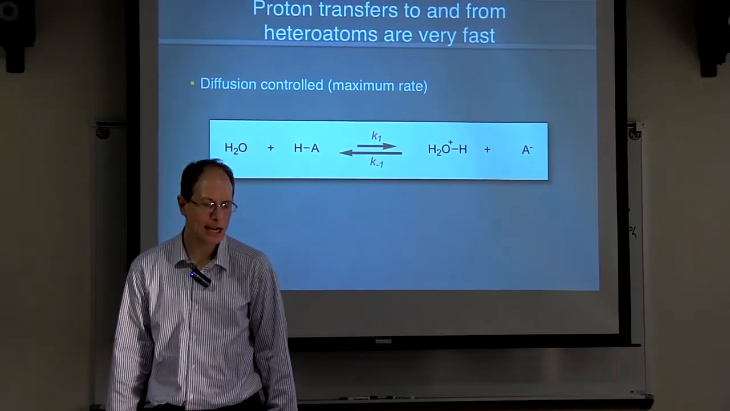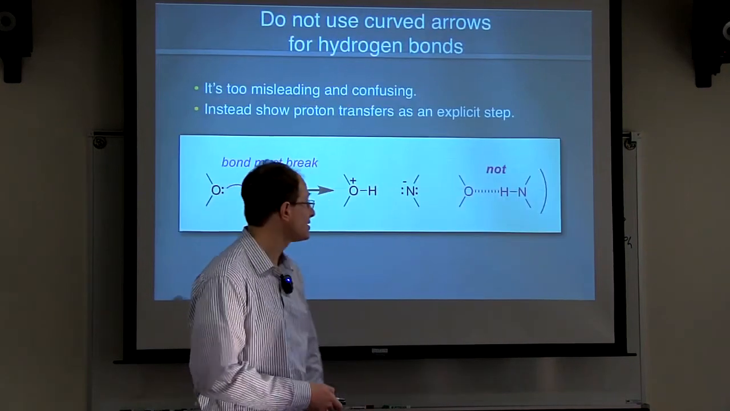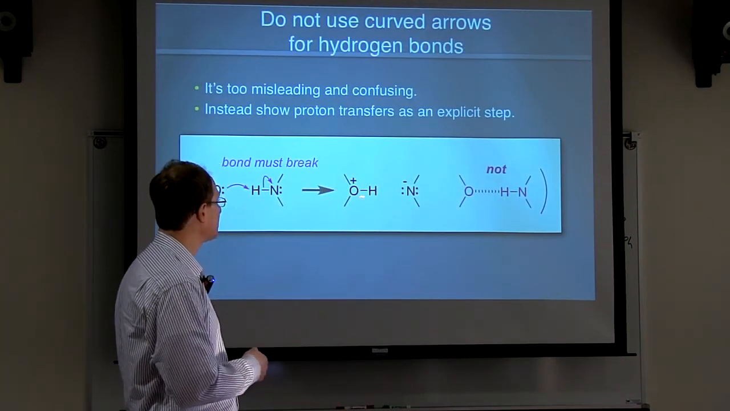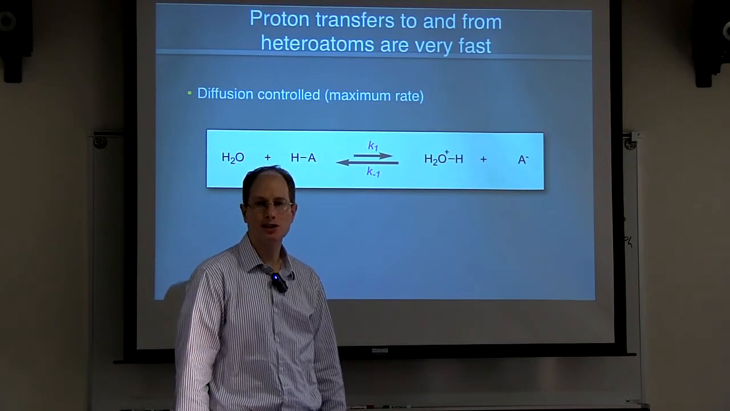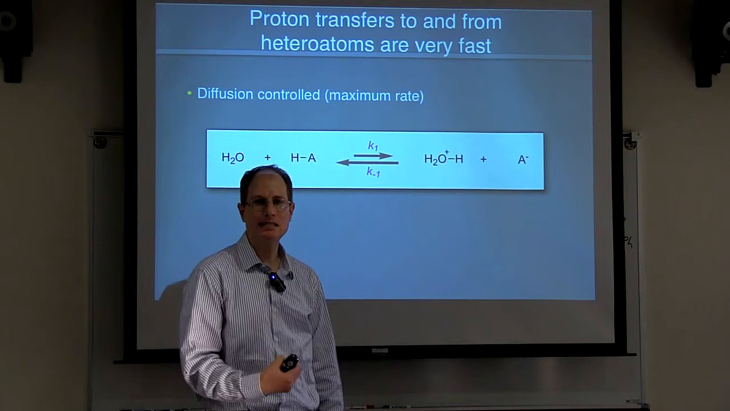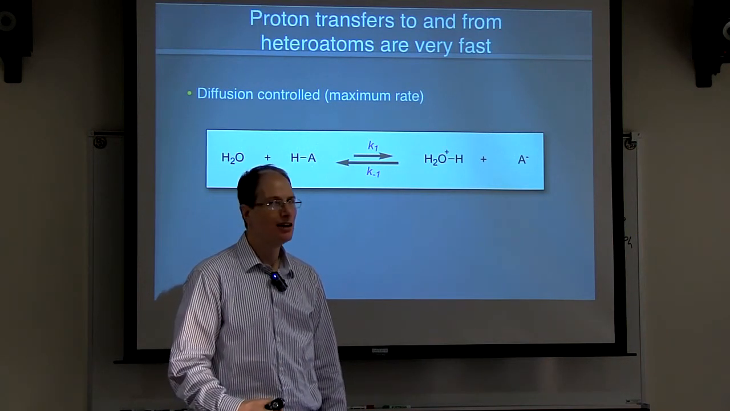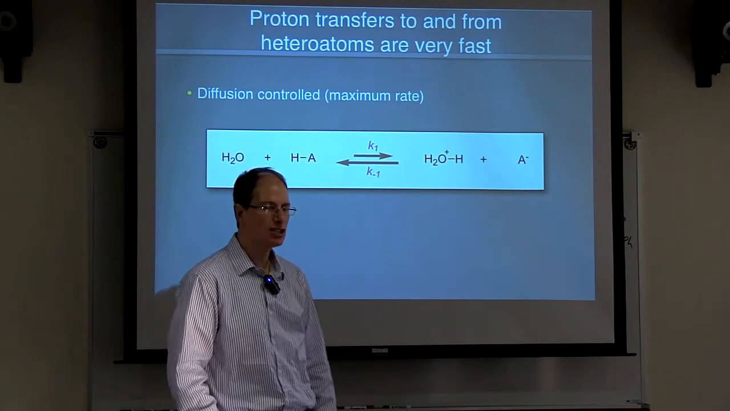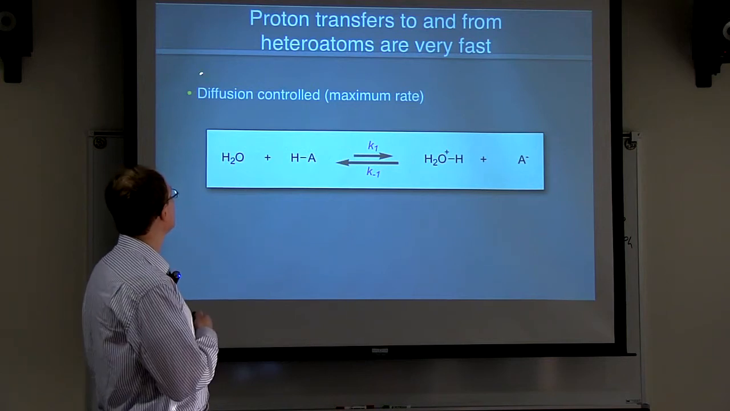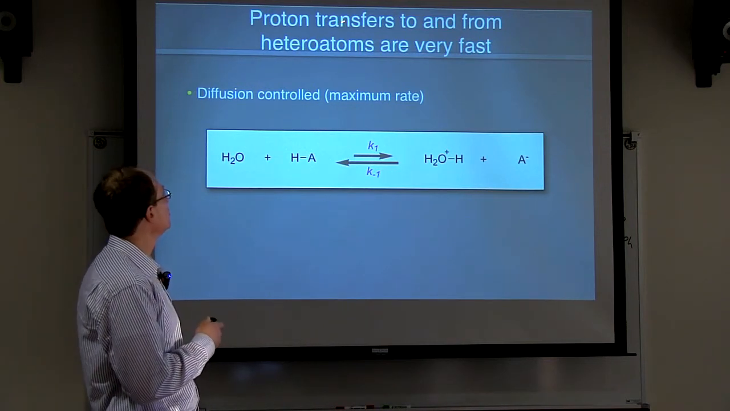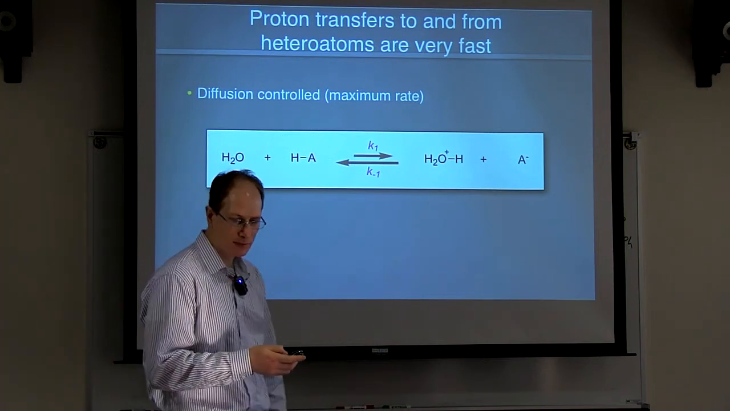Turns out that proton transfers of the sort that I showed in the previous slide, these proton transfers over here, are extraordinarily fast. They're oftentimes diffusion controlled. In other words, they hit the speed limit of reactivity for reactions that take place in solution. That kind of speed limit and that kind of proton transfer ability is actually tremendously useful. So proton transfers to and from heteroatoms are very, very fast.